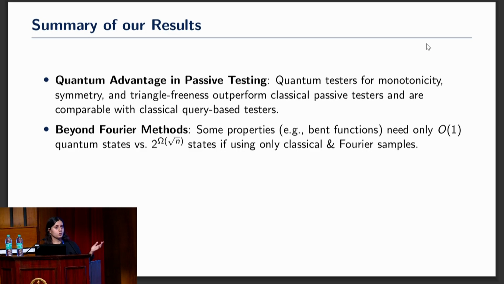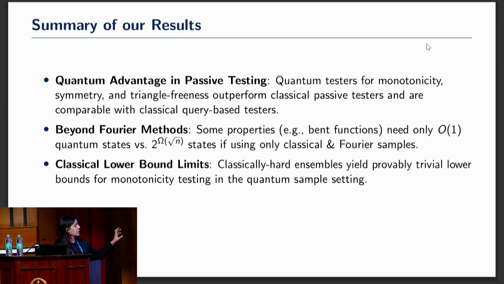So a natural question you can ask is, is Fourier sampling the only thing that these states are good for? Like maybe the best that you can do and the only thing that you can do with these states is just Fourier sample and then learn something about your function f from these Fourier samples. We find a property that only requires a constant number of copies of the quantum state, but it requires an exponential number of copies of the quantum state if you're only using classical data and Fourier samples. So in fact, the power of quantum data goes beyond just Fourier sampling.